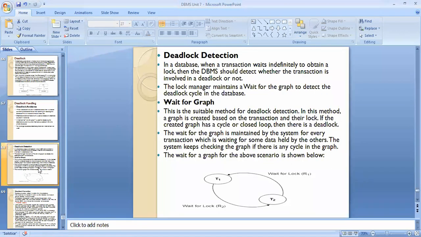Then the next one is deadlock detection. In a database, when a transaction waits indefinitely to obtain a lock, then the DBMS should detect whether the transaction is involved in a deadlock or not. We have to detect where exactly the problem is. Here, the lock manager maintains a wait-for graph to detect the deadlock cycle in the database.